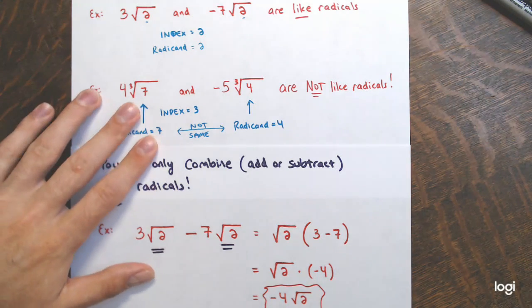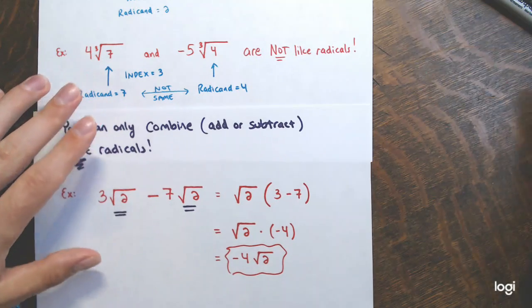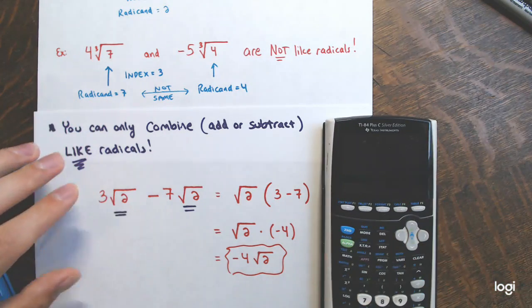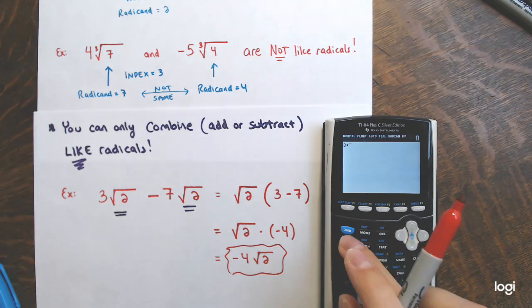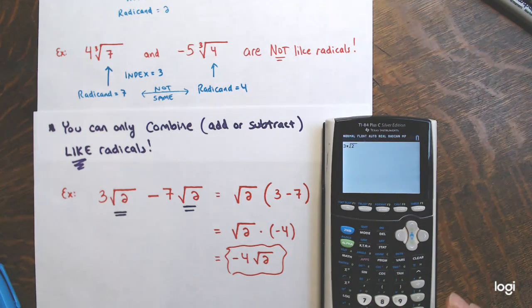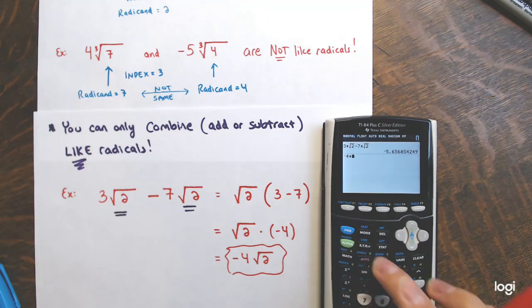And we can always, of course, double check this result with a little calculator work. Here I have 3 times the square root of 2, and then minus 7 times the square root of 2. And you see it's giving me this negative 5.656 number. And try this down here within the box, the negative 4 times the square root of 2. And indeed, it is the same thing.